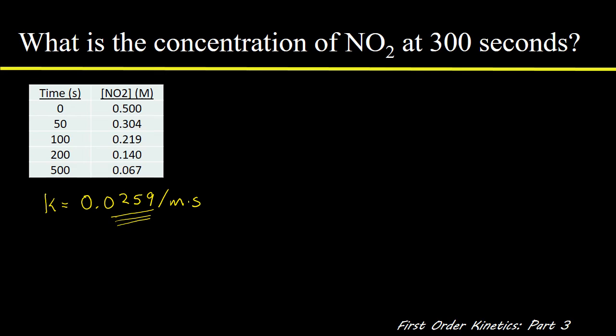We might be asked a question like, what is the concentration of nitrogen dioxide at 300 seconds, right? And the first thing we ought to do, as always, is look at the data table and see that 300 seconds falls right in there. So the concentration ought to be somewhere between 0.14 and 0.067. So we don't really know what it's going to be, but at 300 seconds, it's maybe going to be around 0.1, maybe 0.11. I don't know, something like that. Probably not as high as 0.12 or as low as 0.08.